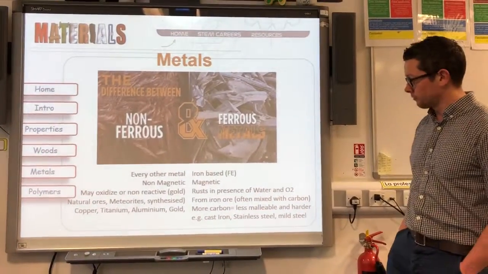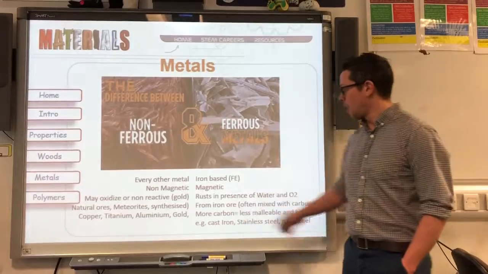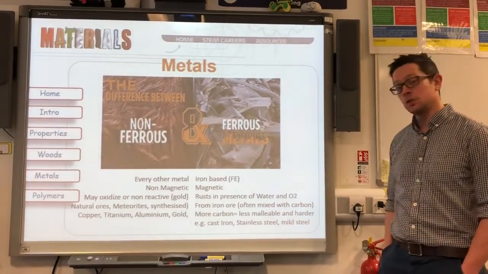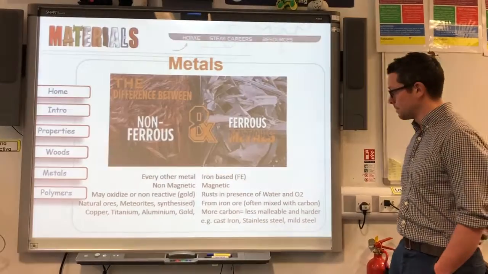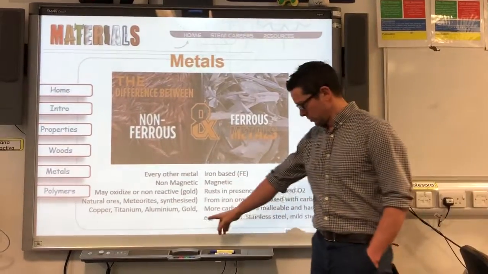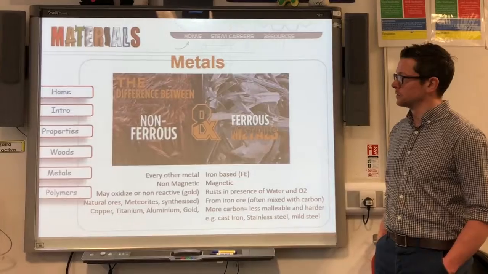Okay, it rusts in the presence of water and oxygen. Okay, it comes from iron ore. It's often mixed with carbon. Top tip, the more carbon means less malleable, okay, but it is harder. Good examples are cast iron, stainless steel, and mild steel.